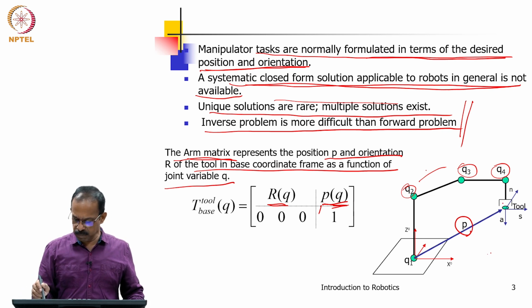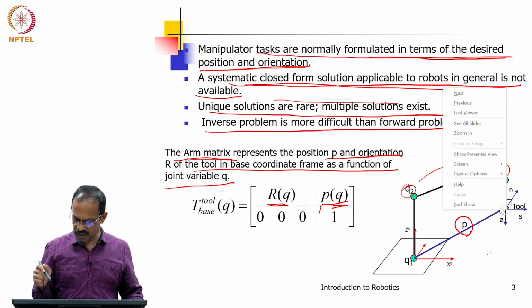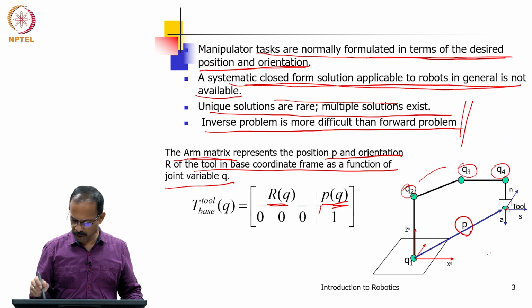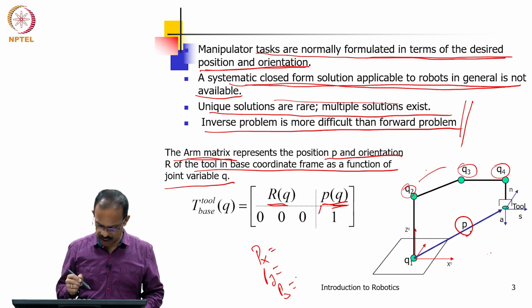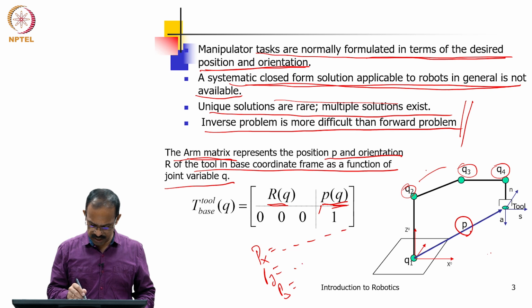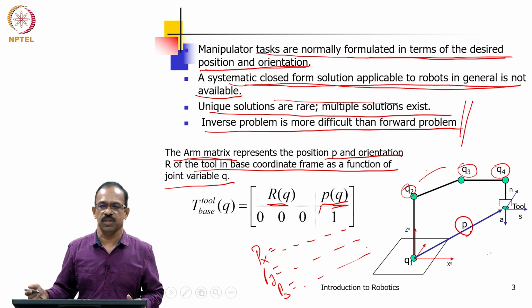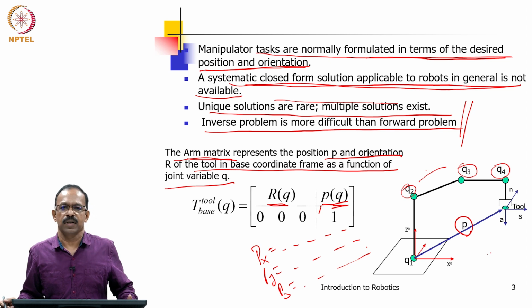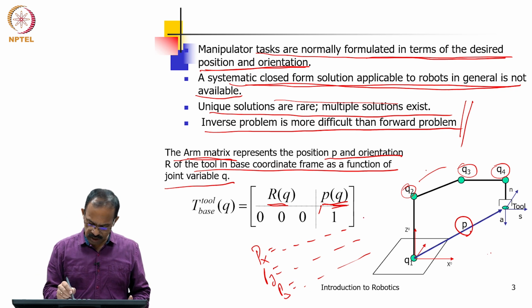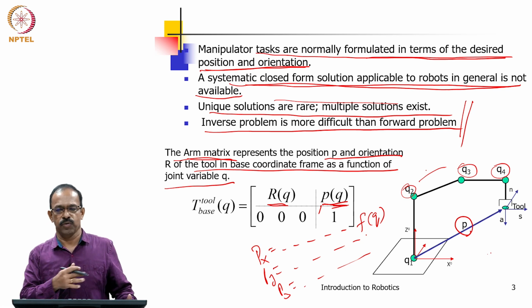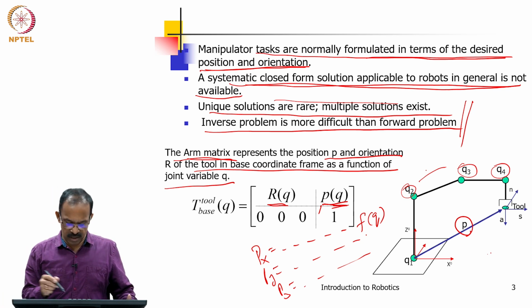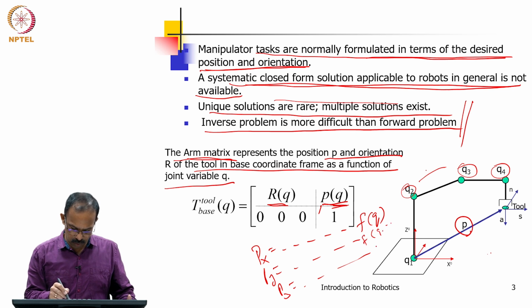Now, what is this P? P is basically the position of this point, represented in terms of Px, Py and Pz. In the forward relationship, Px is something, Py is something, and each will be a function of Q. Depending on the type of robot, it may be a function of Q1 to Qn, and this also is a function of Q1 to Qn.